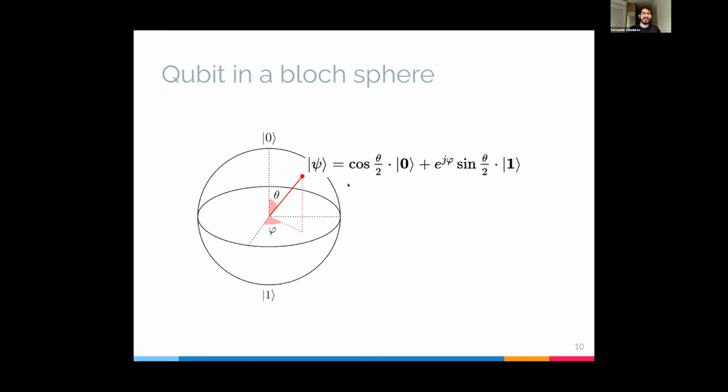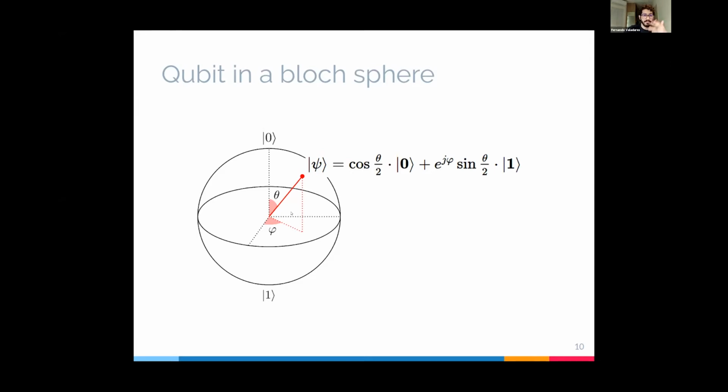And the act of driving the atom, the act of shining the laser on it, makes this state rotate around the sphere. So the Rabi oscillation is a rotation about the Bloch sphere, changing these two angles.